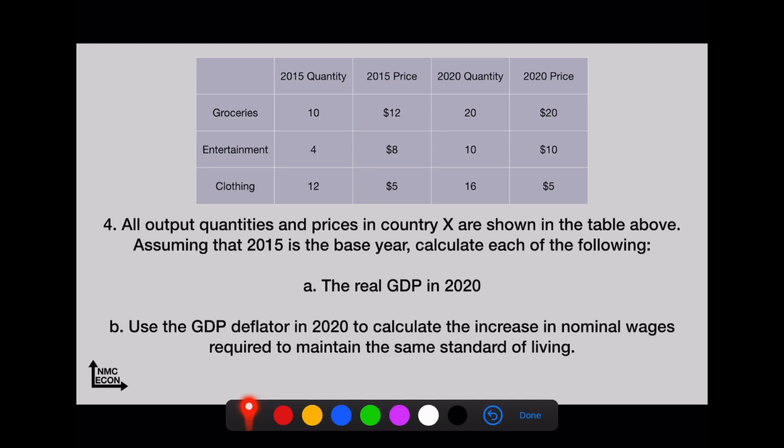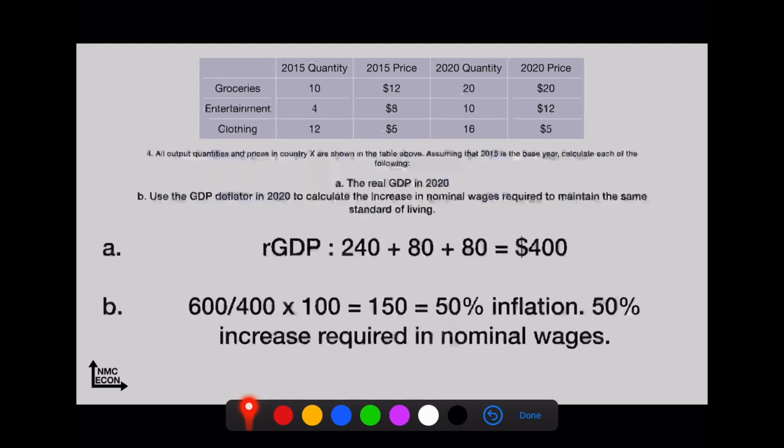All right, so the trick here is don't overthink it. If you want to figure out the real GDP in 2020, you need to use the 2015 prices. Ignore these 2020 prices. Those have been inflated, right? Price levels going up, that's inflation. So just multiply your 2020 quantity by the 2015 price and you'll end up with 240 and then 80 and another 80. Add those together and $400 is your real GDP.